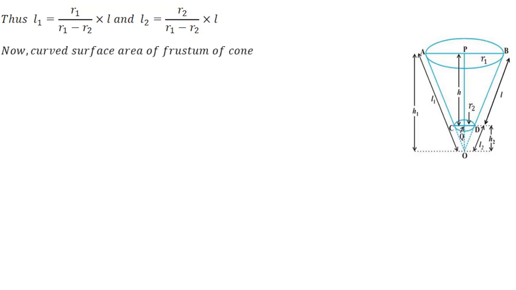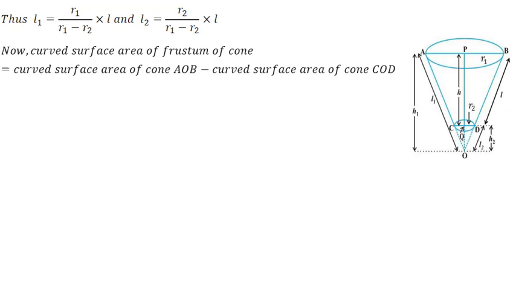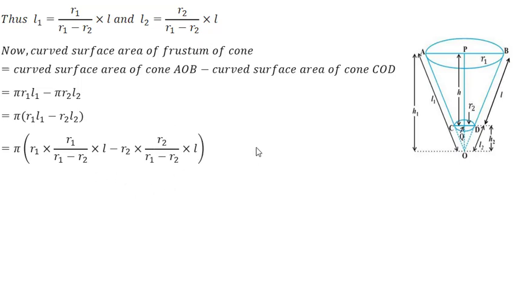Now let us find the curved surface area of frustum of cone. It is equal to curved surface area of cone AOB minus curved surface area of cone COD. Now curved surface area of cone AOB is pi R1 L1 minus pi R2 L2. We take pi common. It is in bracket R1 L1 minus R2 L2. We have found out L1 and L2 in terms of R1, R2 and L. So let us put those values.